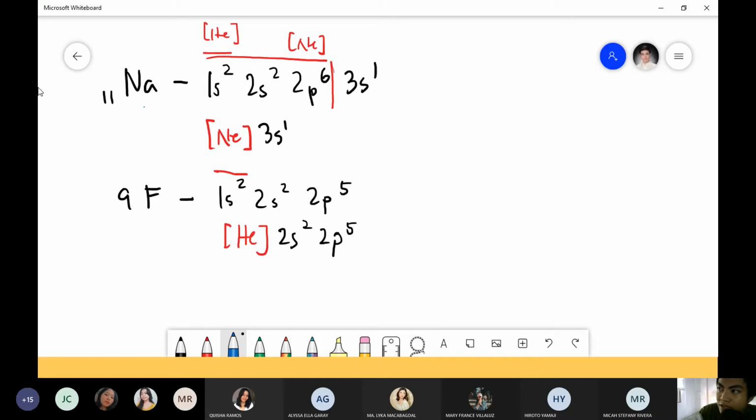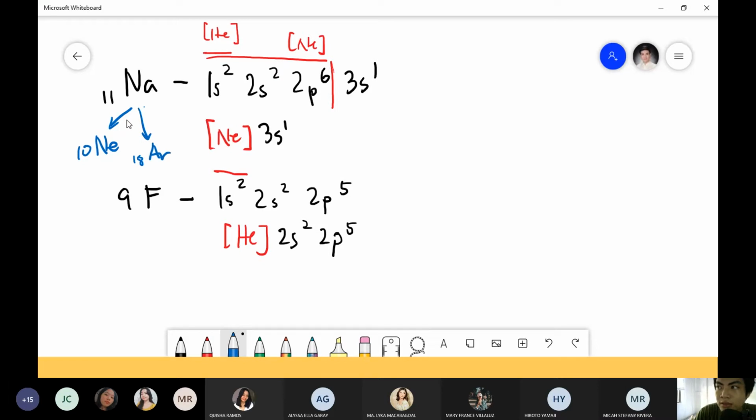We have the neon, okay? So, dalawa yung malapit na noble gas kay sodium, which is neon, and the next one is argon. Okay? So, ito yung dilemma ni sodium. Sodium is thinking on which noble gas should I copy? Okay? Aling noble gas yung maganda kaya kopyahin.